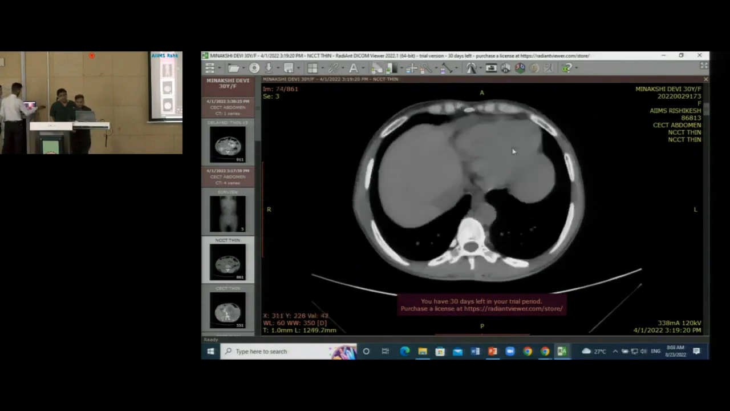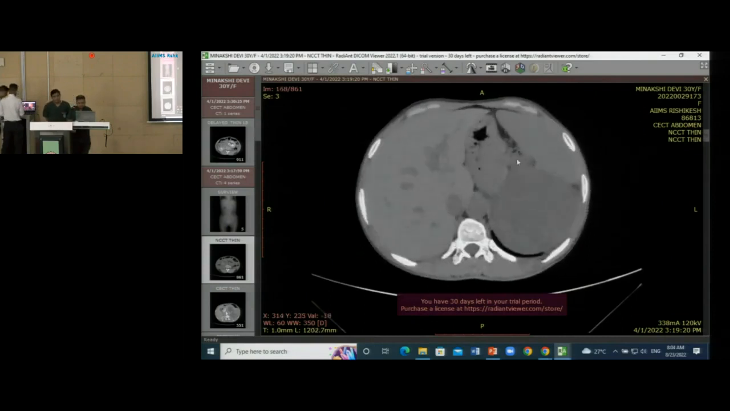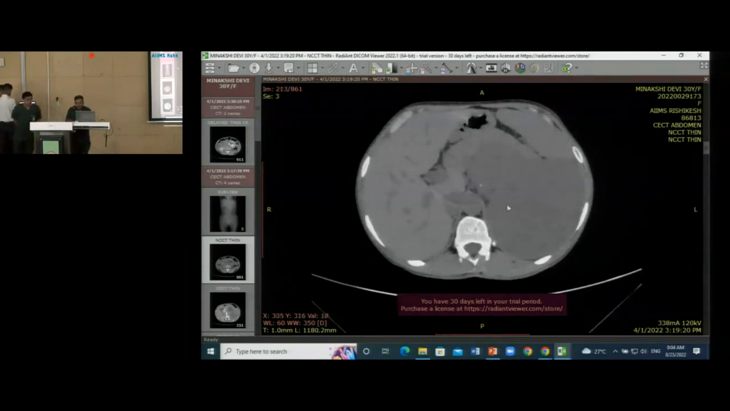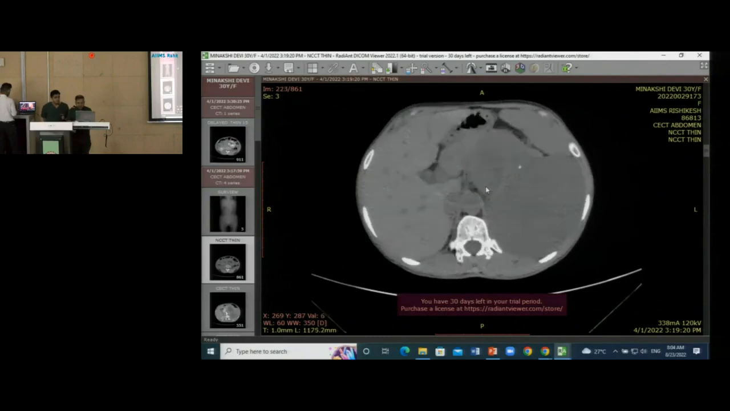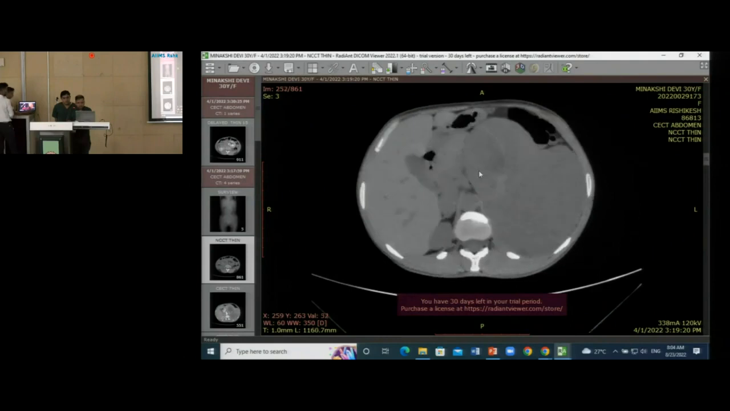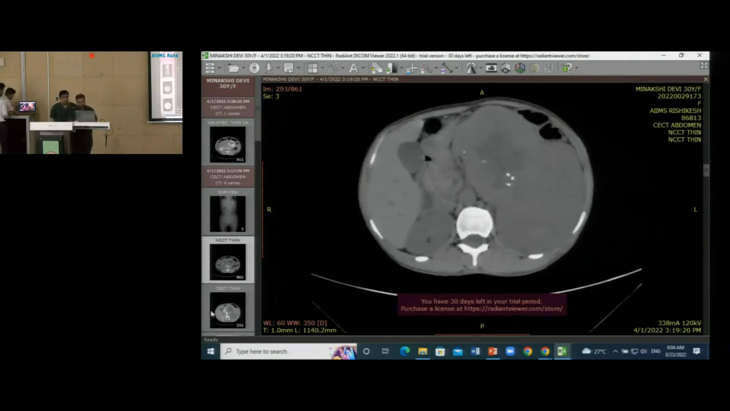Here we can see a large lobulated lesion in the left subdiaphragmatic region, and it is extending into the lumbar region also. We can see this lobulated lesion has a few areas of calcification within. Further, we will be discussing this lesion on post-contrast images.